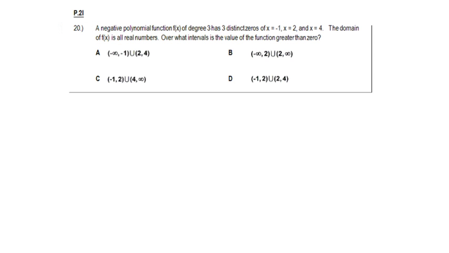20. A negative polynomial function of degree 3 has 3 distinct zeros of x equals -1, x equals 2, and x equals 4. The domain of f of x is all real numbers. Over what interval is the function greater than 0? Well, for this, we can do this one of different ways. One way we could do is we could say, okay, we have x equals -1, and then x equals 1, 2, 3, 4. So we have 3 distinct zeros: x equals -1, x equals 2, and x equals 4.